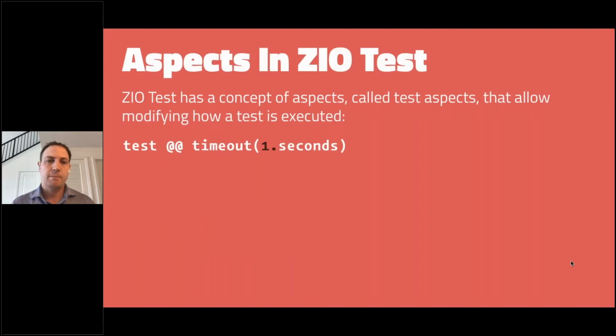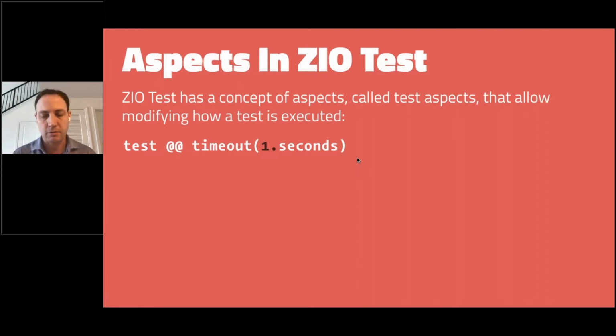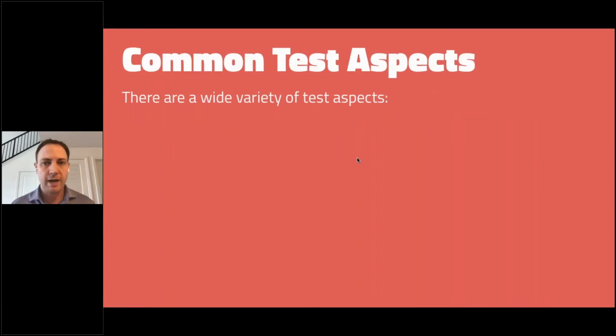But one of the things that people like most about ZIO Test is this feature called test aspects. This is just something that modifies some feature of how a test is executed, and you apply these aspects with this @ syntax. So you could have this test, it could be any test you want, and you put @ timeout 1 second. And if that test takes longer than 1 second to run, that test is automatically going to be timed out. And there are a whole wide variety of different test aspects that you can use.